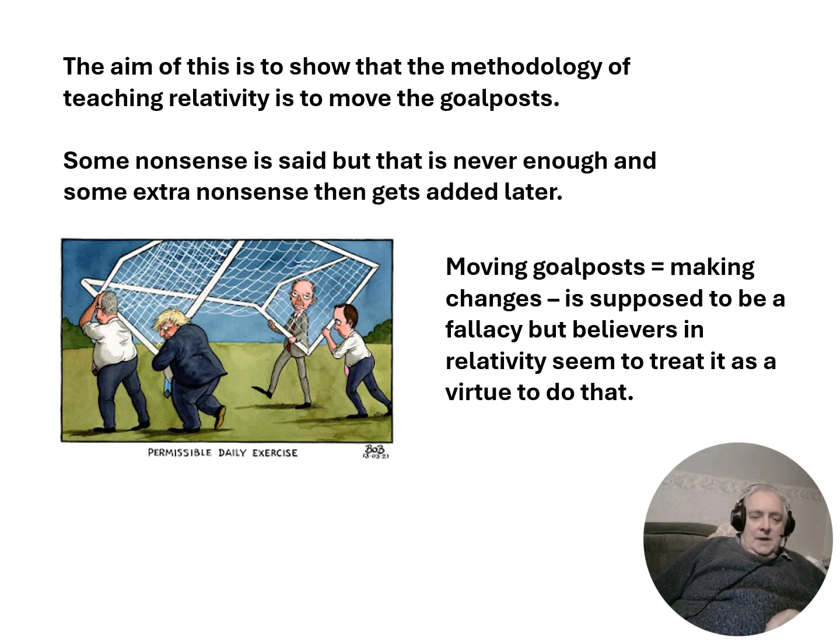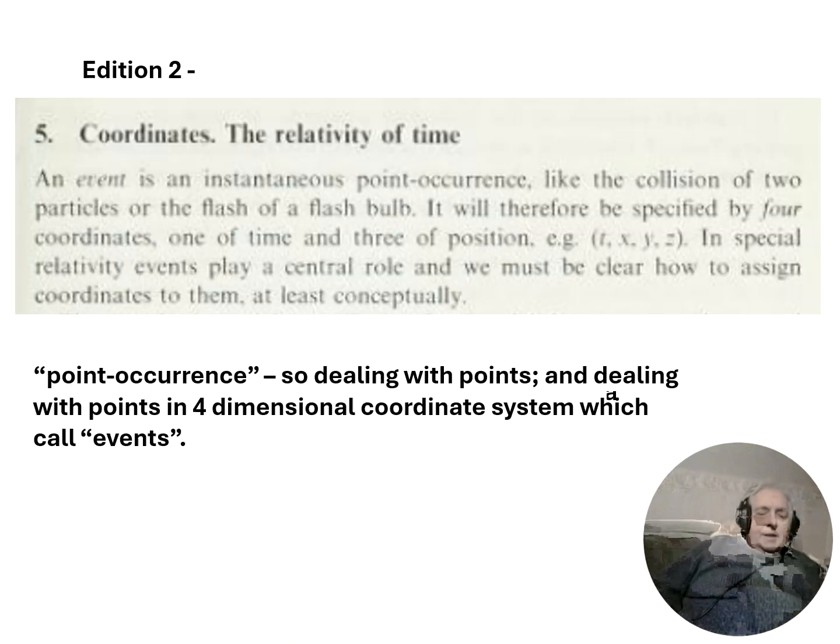The method they're using is to move goalposts, and that is to make changes to things. And the changes they make is just piling on more nonsense. So edition 2 of the book, after it got updated, in section 5 gets to coordinates, the relativity of time.